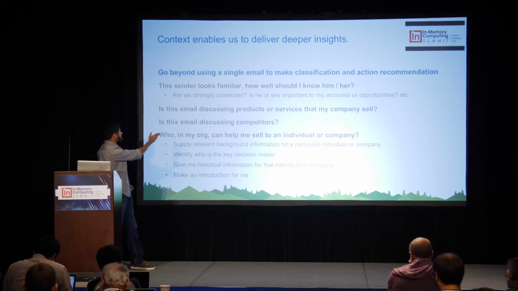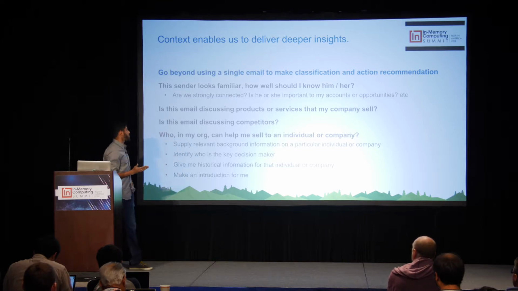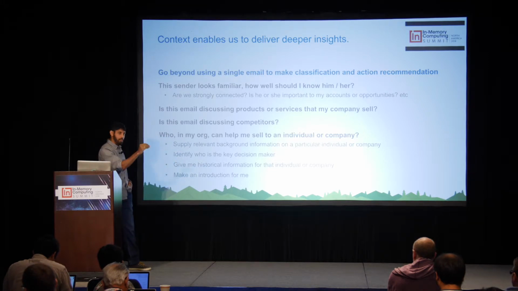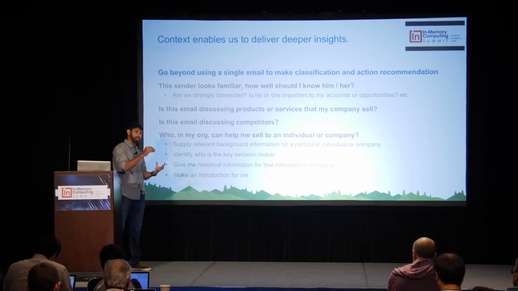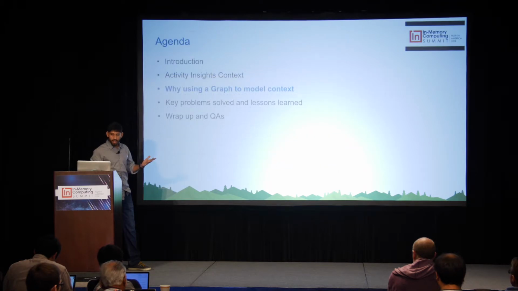Similarly, there are things like whether they are discussing competitors. If someone is talking about competitors, we know we need to make it a priority, because they're going to reach out to different competitors. So it's very important for us to see what they're talking about, and what they have already discussed in the past. Eventually, this context can help us deliver some deeper insights. And now we know what kind of context we need to build.